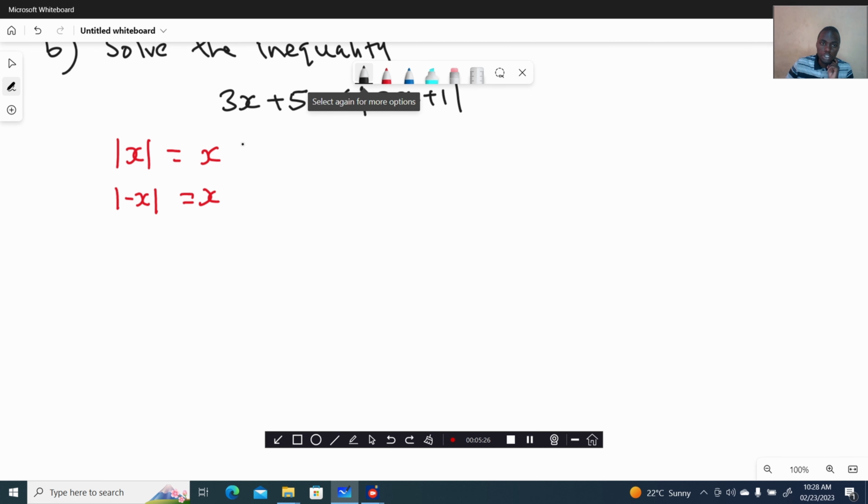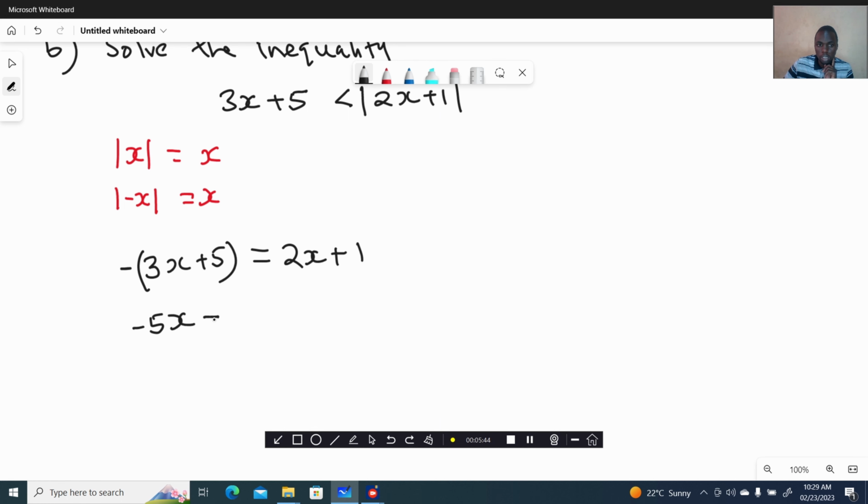So what are we going to do in this equation? You can have negative 3x plus 5. We can negate this part here, and then we have an equal sign. On the other side, you can have 2x plus 1. So if you collect the like terms, you'll get negative 5x. Because it's negative 3x minus 2x, which is giving you negative 5x.